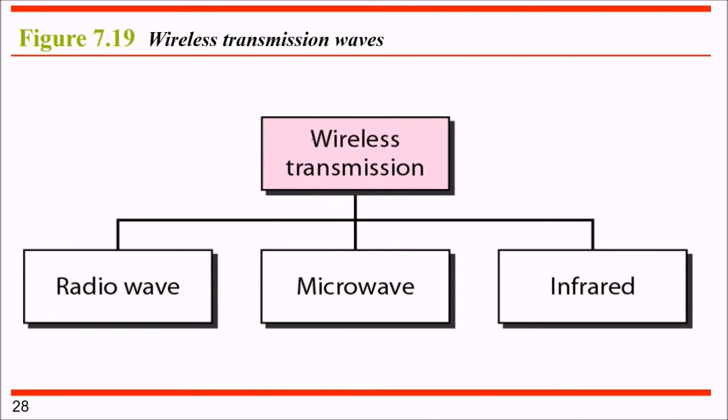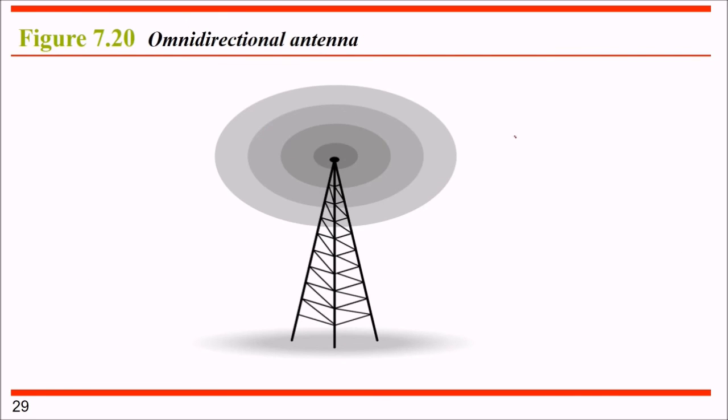So the wireless transmission, as we can see, can be in three different electromagnetic spectrum partitions or frequencies. One is radio wave, then microwave, and then infrared. See, this is an antenna. This is an omnidirectional antenna. That means it is sending in all directions.